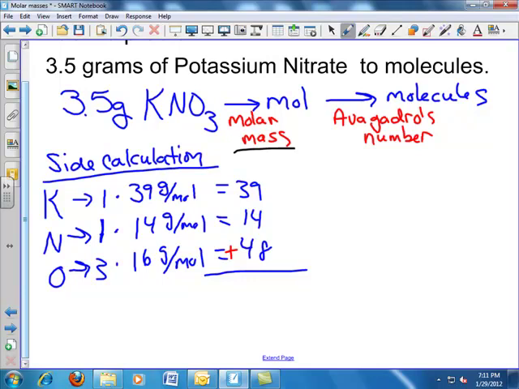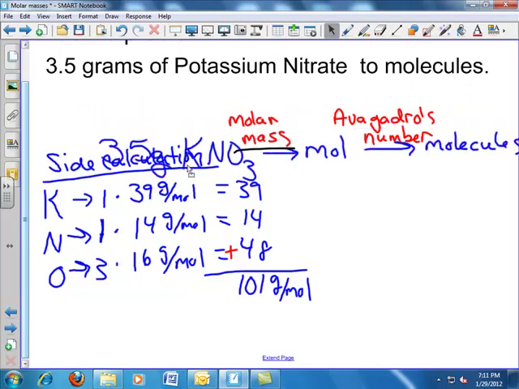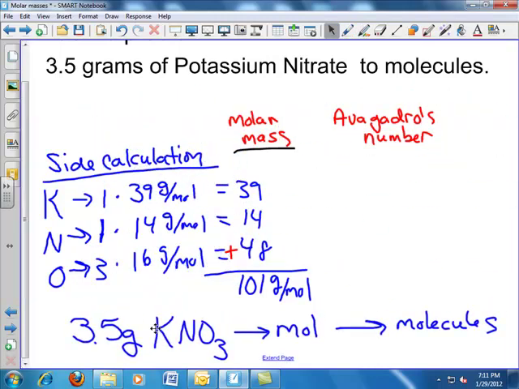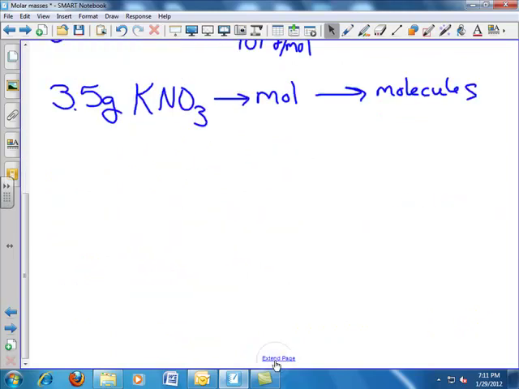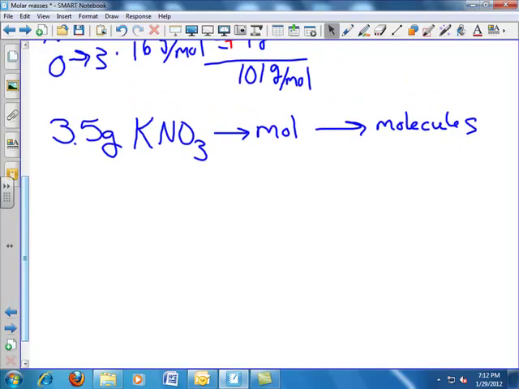And again, you should have a calculator handy at this point. And so that's 101 grams per mole, and that's my molar mass of potassium nitrate. Okay? So now, let me see if I can do this. I'm going to take this plan and pull it down here so I can move up here. So this is my plan that I want to take. Okay? I'm going to follow this plan.